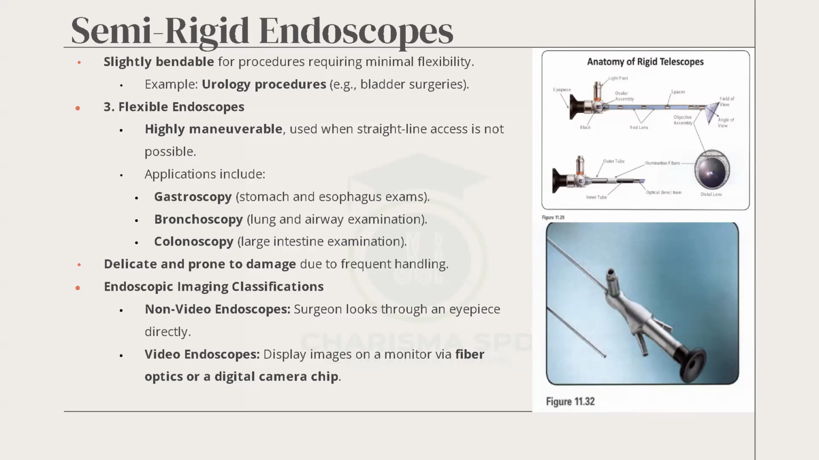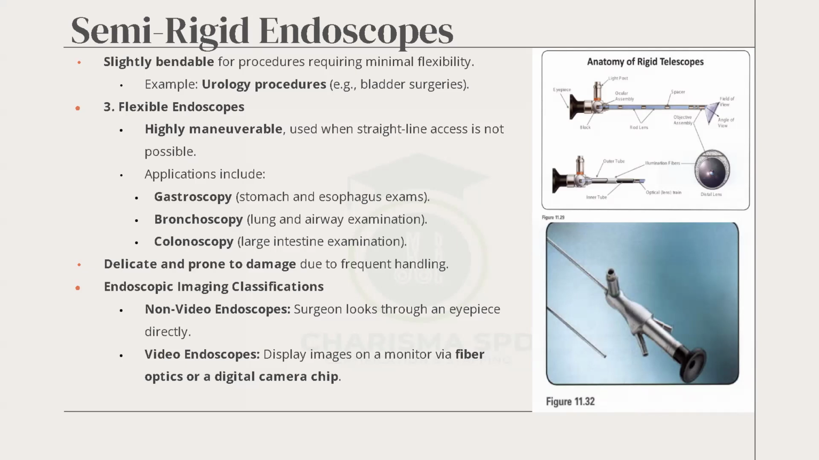Damaged. Endoscopic imaging classification. We have non-video endoscopes, and then we have the video endoscopes. The video endoscopes display images on a monitor via fiber optic or digital camera chips. With the non-video one, the surgeon looks through an eyepiece and directly sees what he wants. But with the video one, you see movement on your monitor and what have you.